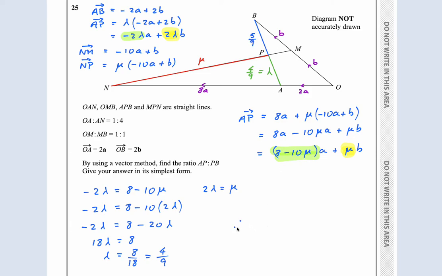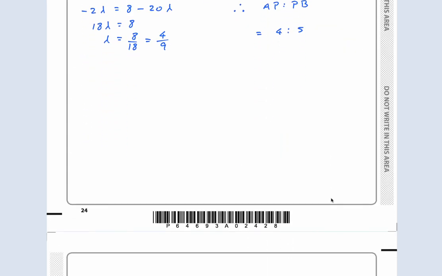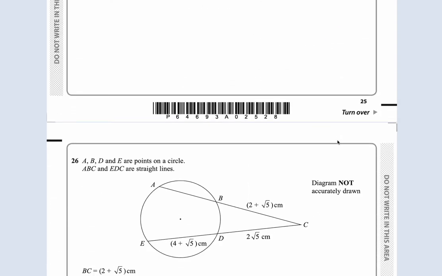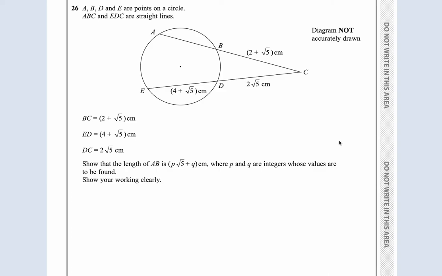So therefore, AP to PB equals 4/5. And the ratio is, I'll write it down here. Well, actually, look how much space they've given us, guys. 4/5. 5-mark question. Obviously, very difficult. Okay, question 26.